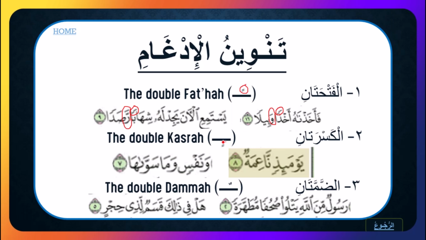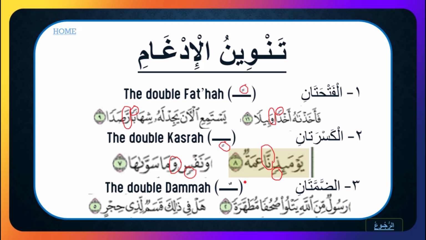As for Kasratan, you can see how equal Kasratan is meant to be. When we look at this Kasratan here, Yawma idhin na'ima, because the next letter is a letter of Idgham, the Kasratans are not placed equally. Wa nafsin wa ma sawwaha, the same thing is applicable here because of this Waw.